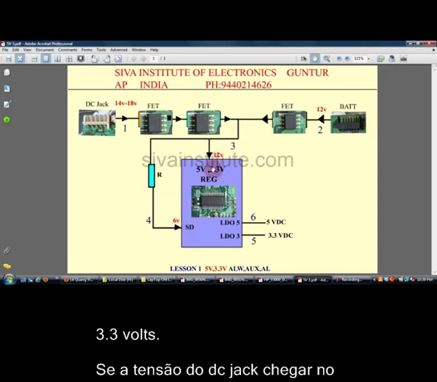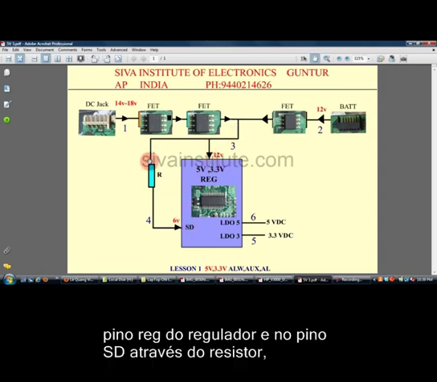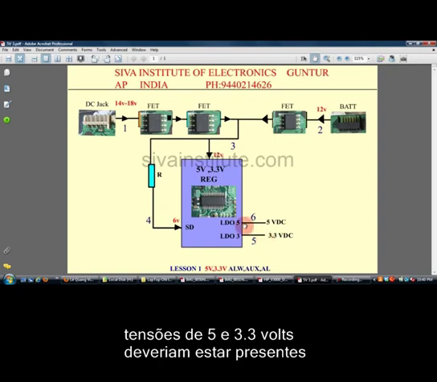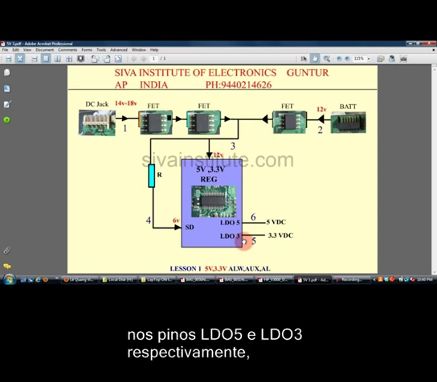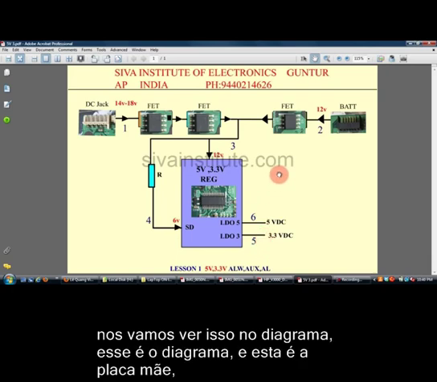When you give voltage to the input pin and shutdown pin, the 5 volts and 3.3 volts will be present at the LDO5, meaning low dropout 5 volts, and LDO3, low dropout 3.3 volts. Two voltages will be present here. We will see it in the circuit.